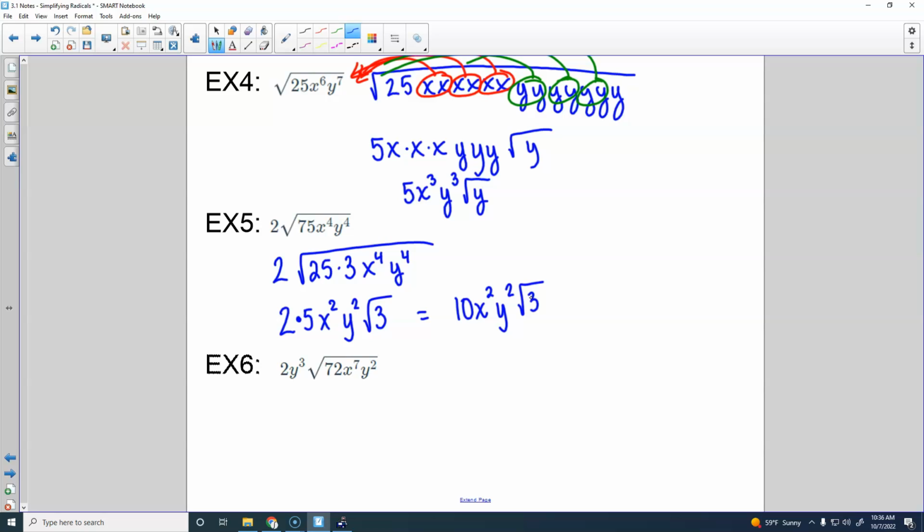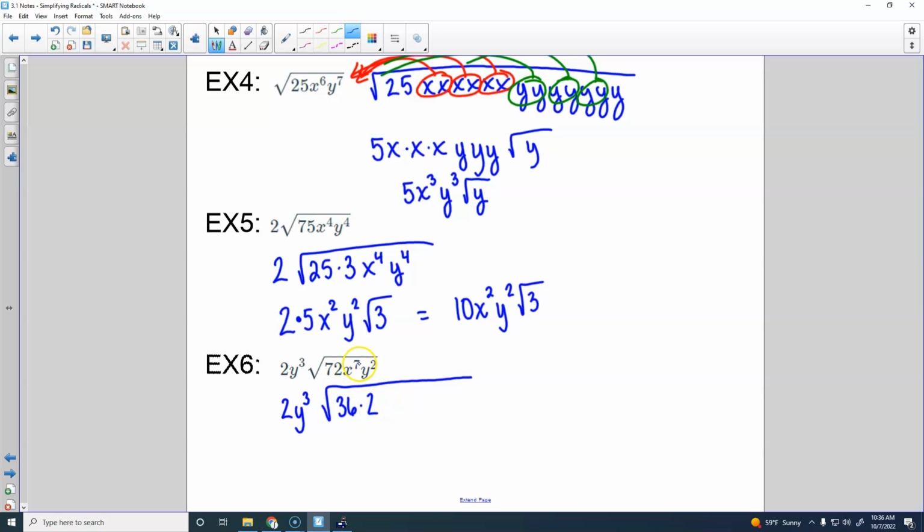So whatever is out front, like that 2, you're just going to leave it out there. You don't do anything special with it except for multiply it back with whatever escaped there at the end. So we've got 2y to the 3rd. It's just going to kind of hang out here. 72, how can we break that down? 36 and 2. 36 and 2.